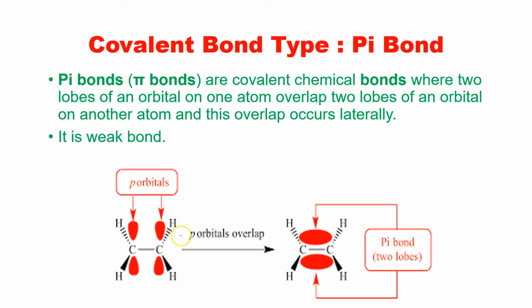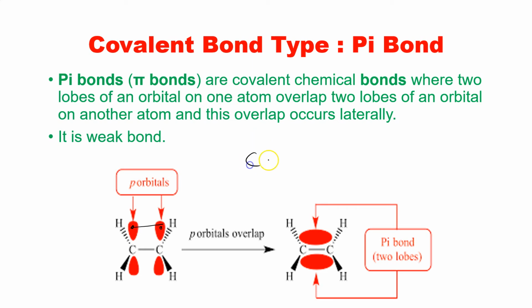Suppose this is a molecule, and the p orbitals will overlap. One electron from this p, one electron from that p, when they combine, they form a bond, and this bond is said to be a pi bond. Now what to remember in this case? See, pi bonds are always weak.